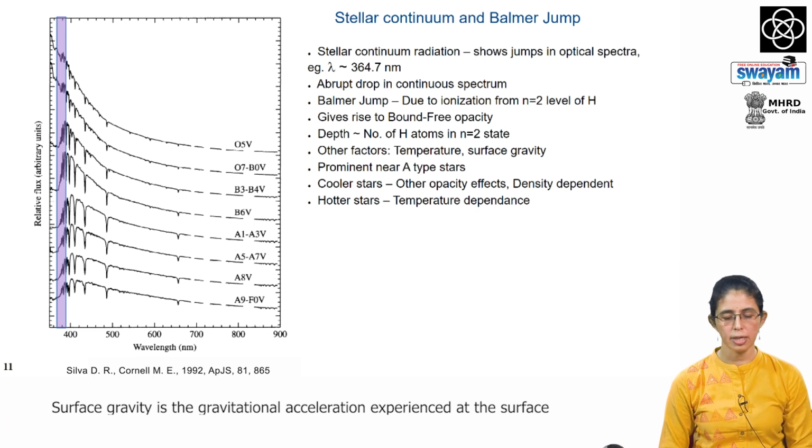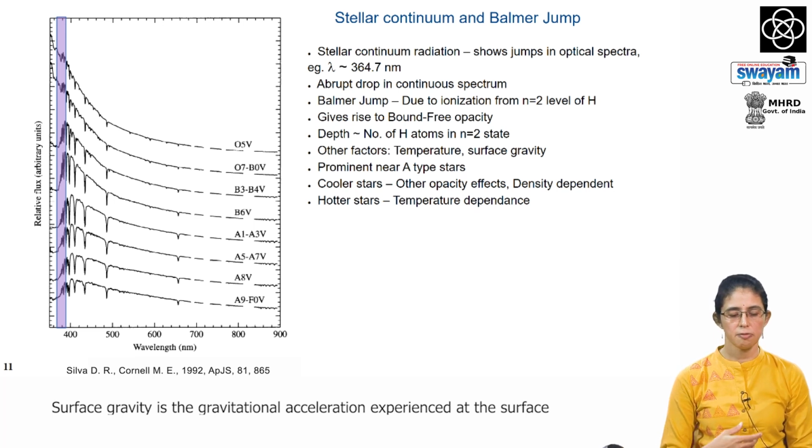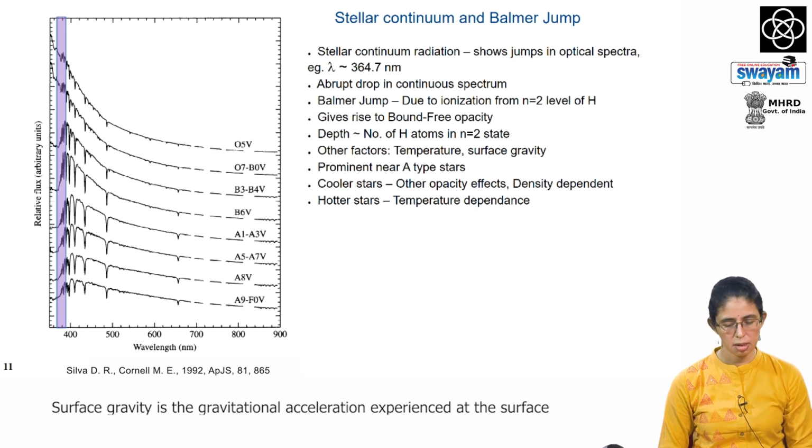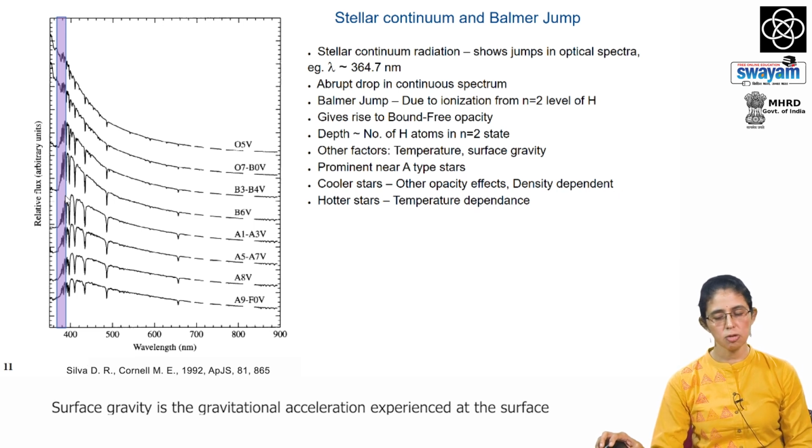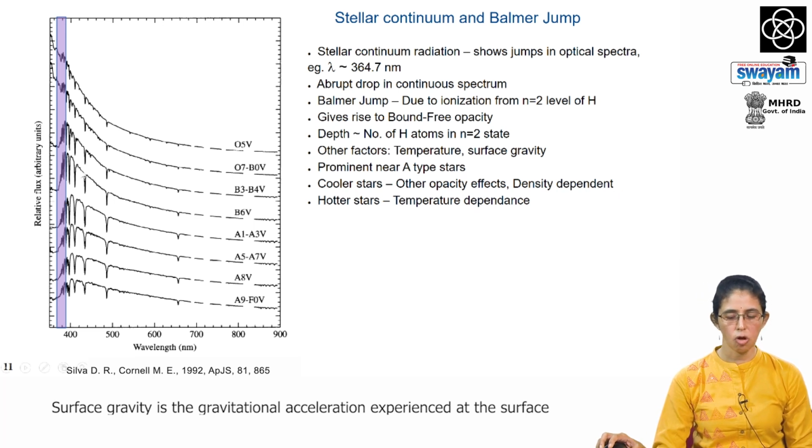However, this process also has a cross section which must be considered when trying to model the Balmer jump. This discontinuity in the continuum of the spectra is known as the Balmer jump. The depth of the Balmer jump is related to the number of hydrogen atoms in the n equal to 2 state. There are other factors that also come into the picture, such as the temperature and the surface gravity. If one wants to use the Balmer jump in order to estimate the abundance in the n equal to 2 state, one has to take into consideration the temperature and surface gravity factors as well.